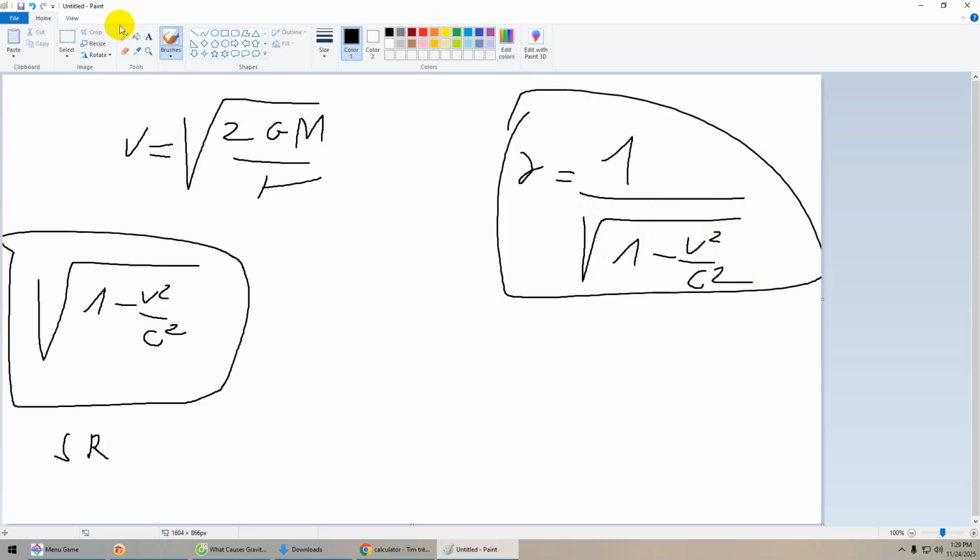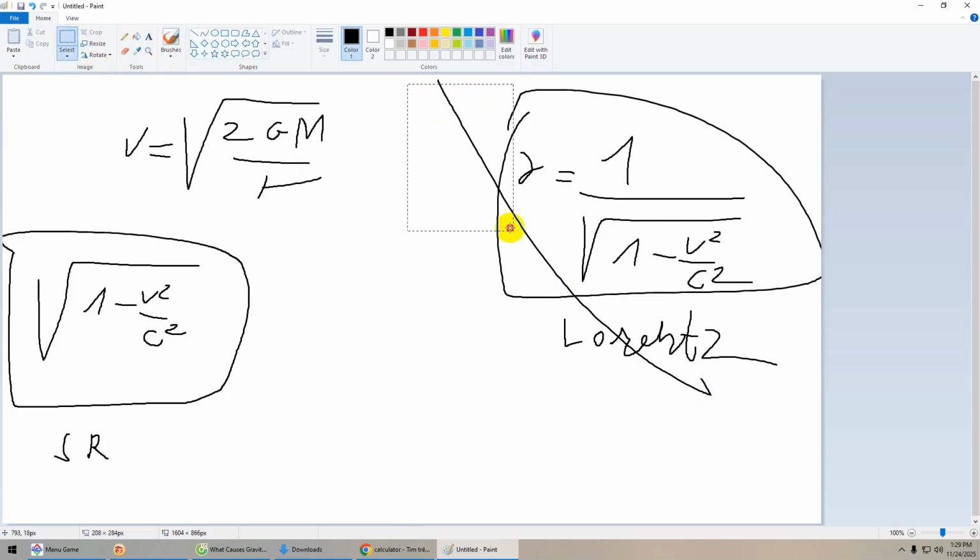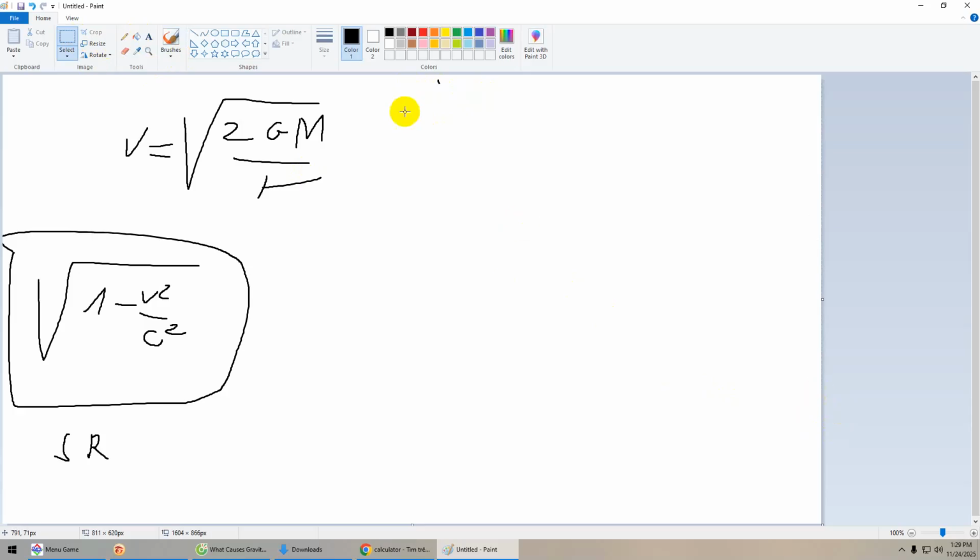And this is the Lorentz equation. Alright, now I'm going to show you the formula. So what Dialect says is correct: this term is for gravitational time dilation.